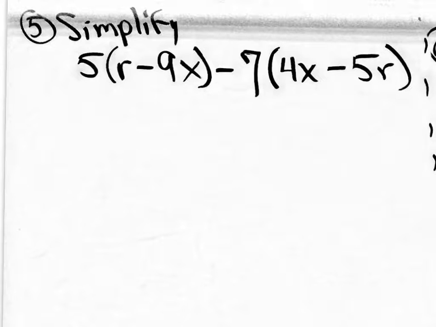Number 5 is ridiculously easy. Why? Because it's not even an equation. You're not even solving. You're just simplifying. What's simplifying? It's distributive property and combining like terms.